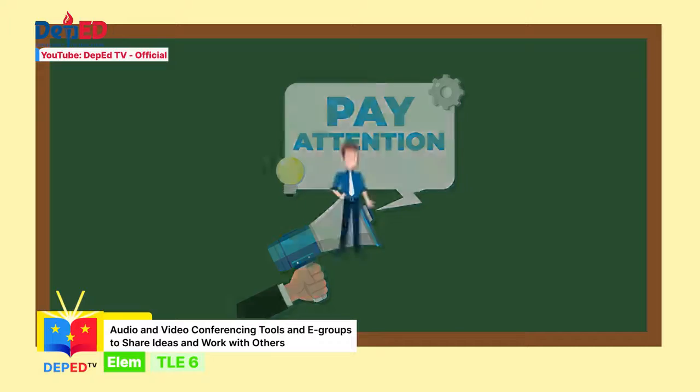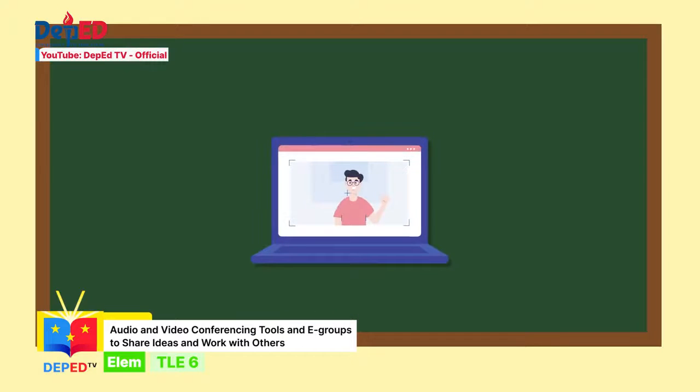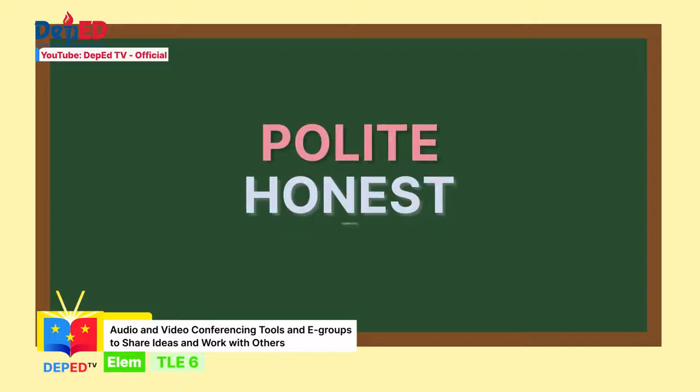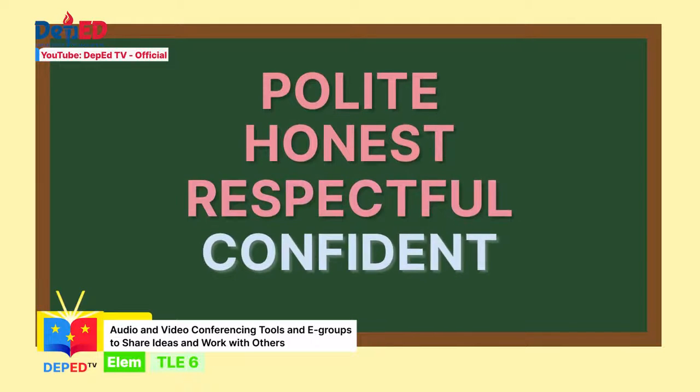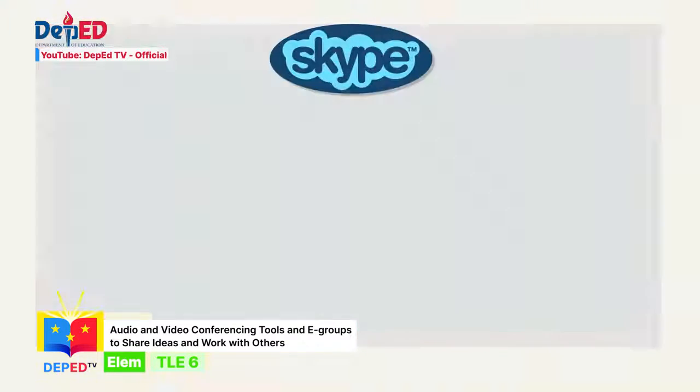Number 6. Observe the proper dress code. Number 7. Frame the camera correctly. Number 8. Be polite, honest, respectful, and confident. Number 9. Avoid eating. Do you know how to use Skype safely?